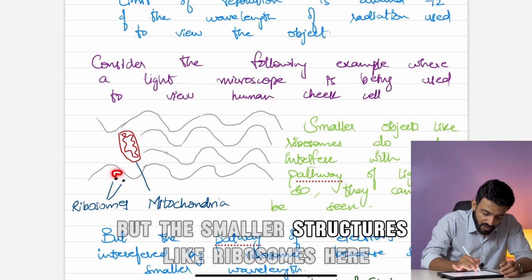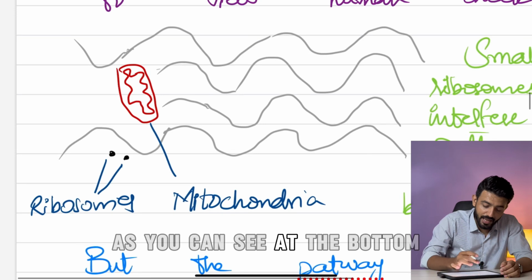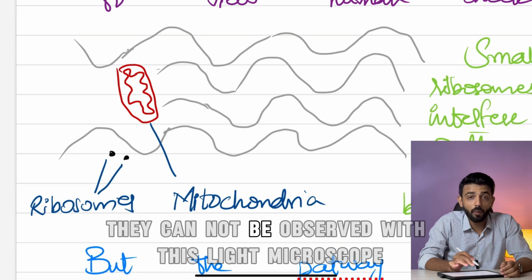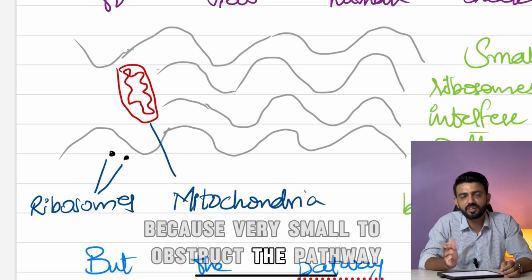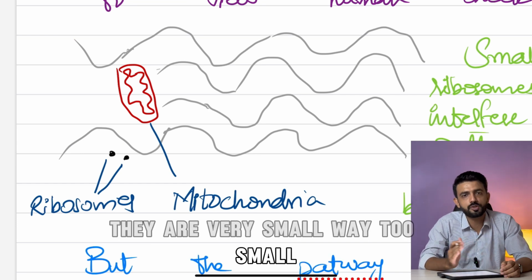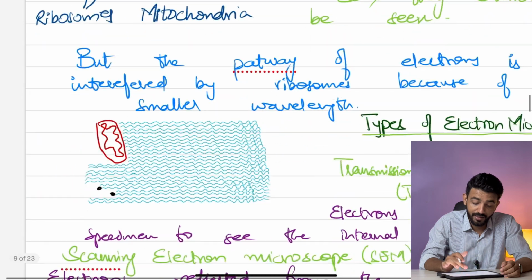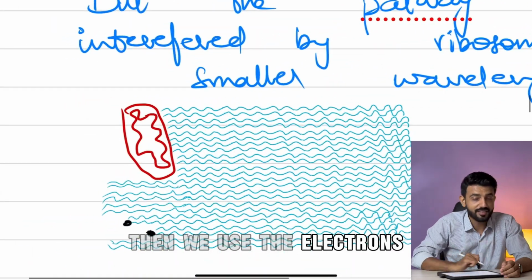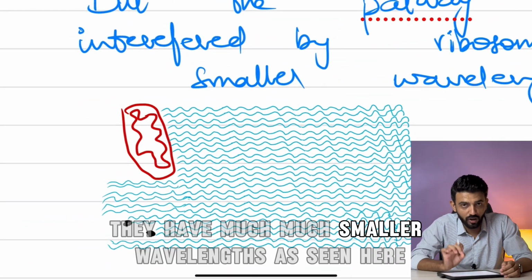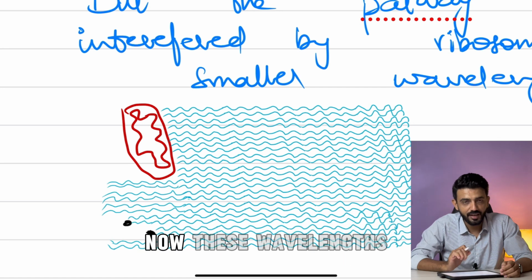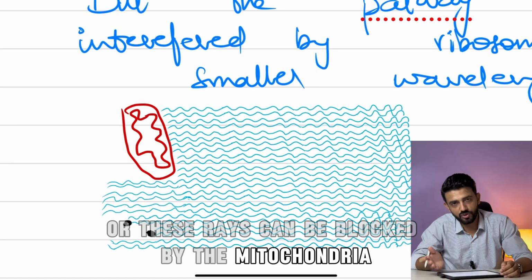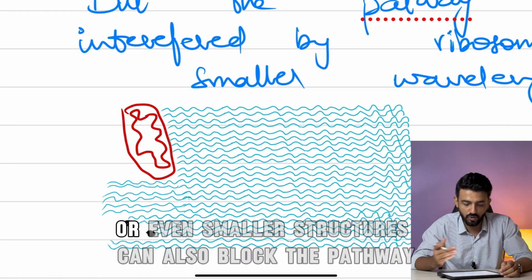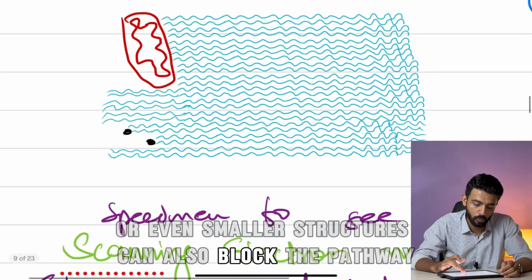But the smaller structures like ribosomes here, as you can see at the bottom, they cannot be observed with this light microscope because they're very small to obstruct the pathway. They are way too small to block the pathway of light rays. When we use the electrons, they have much smaller wavelength as seen here. Now these wavelengths or these rays can be blocked by the mitochondria as well as ribosomes, or even smaller structures can also block the pathway.